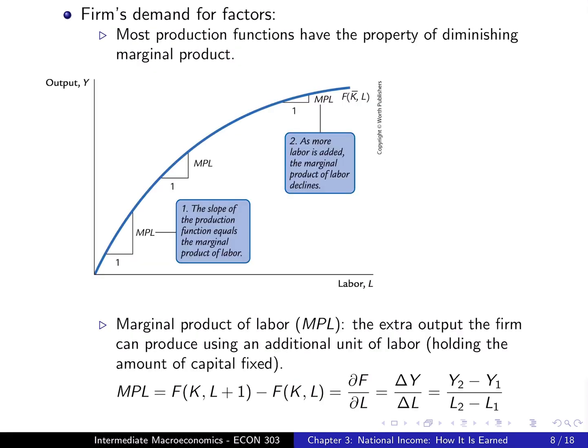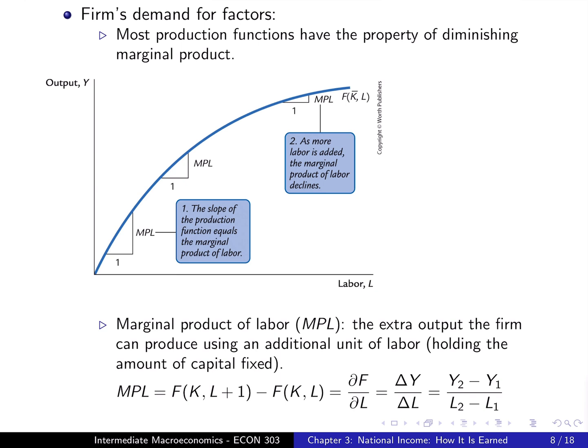Now let's look at how firms decide how much labor to hire based on productivity. Firms' demand for labor. Most production functions exhibit diminishing marginal product. As you add more of a factor like labor, the additional output from each extra unit decreases.